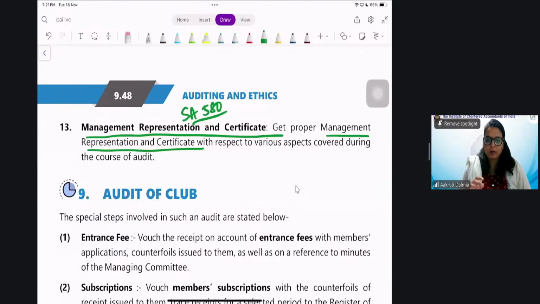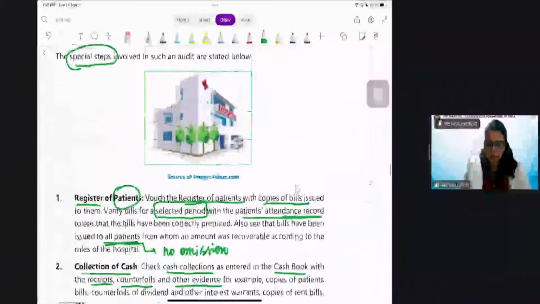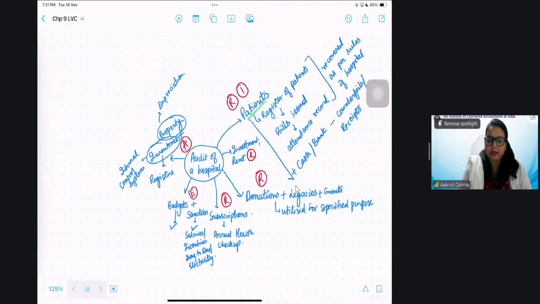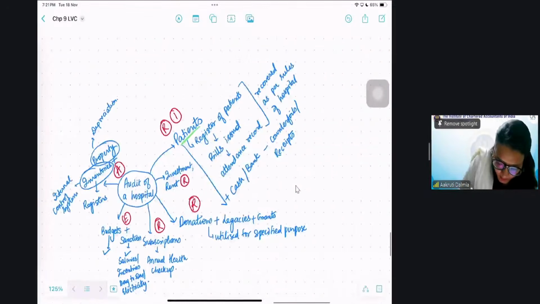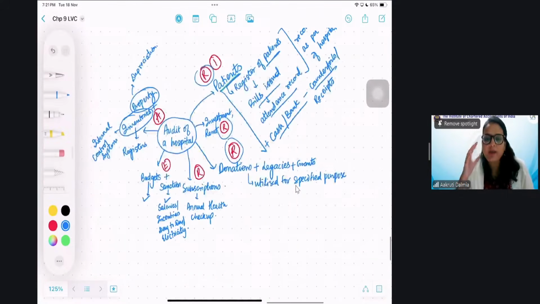Okay. See, now that we saw this answer, it feels like it can be very heavy. But if you group it correctly under these heads, first into R: register of patients, bills issued, attendance, cash and bank, then you will not find it very heavy to remember.